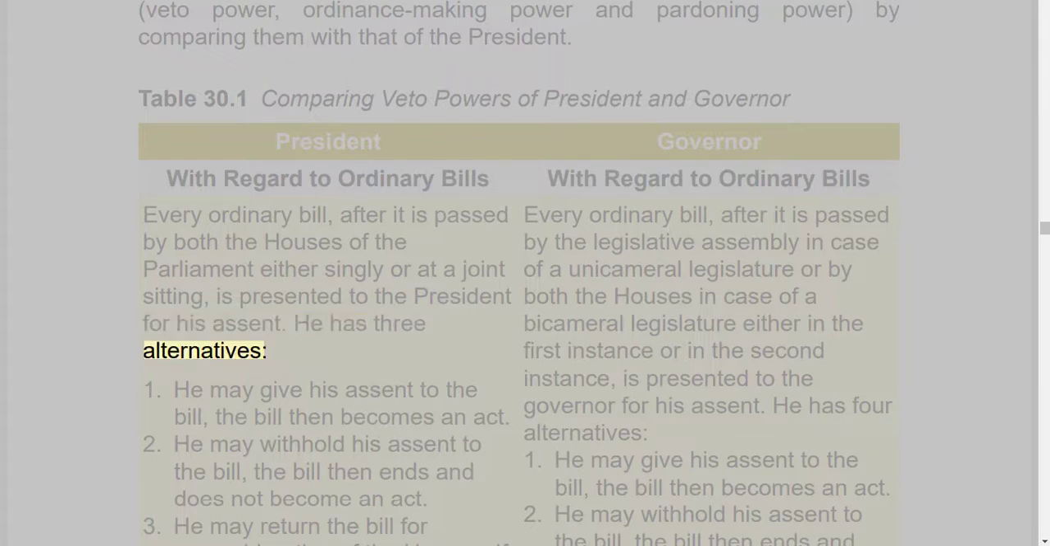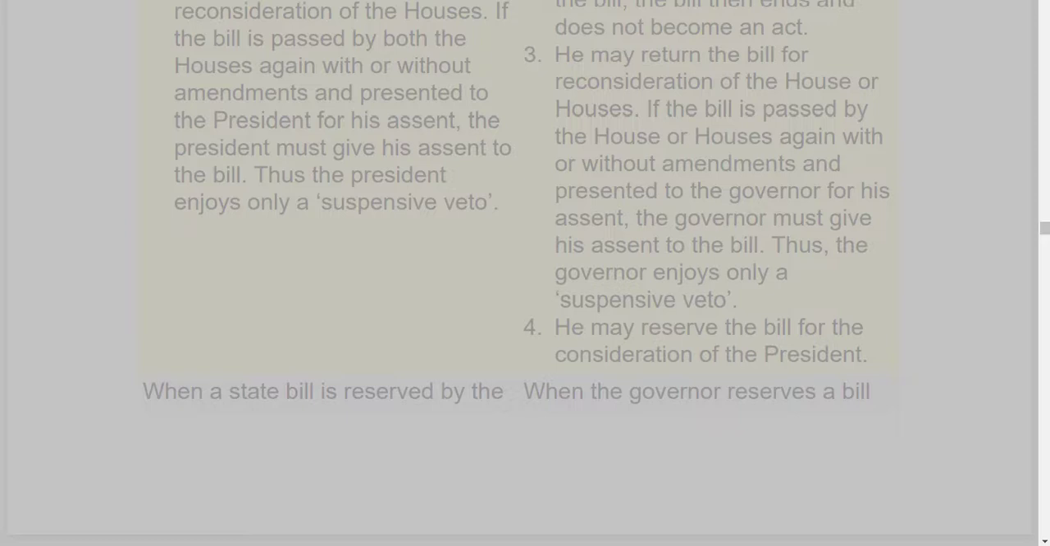He has 3 alternatives. 1. He may give his assent to the bill; the bill then becomes an act. 2. He may withhold his assent to the bill; the bill then ends and does not become an act. 3. He may return the bill for reconsideration of the houses. If the bill is passed by both the houses again, with or without amendments, and presented to the President for his assent, the President must give his assent to the bill. Thus the President enjoys only a suspensive veto.